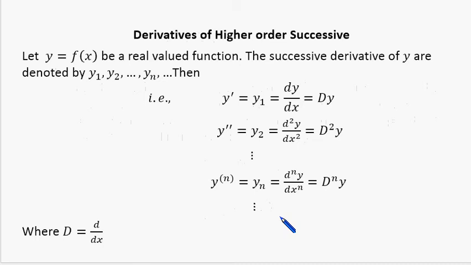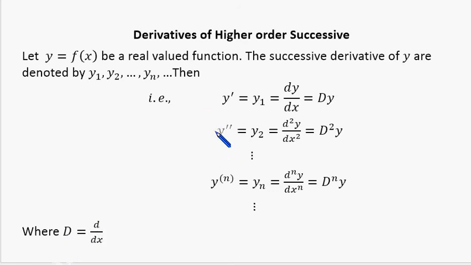The derivative of higher order, successive derivative: let y is equal to f of x be a real valued function. The successive derivatives of y are denoted by y1, the first order derivative, y2, the second order derivative, and generally yn, the nth order derivative. Then y dash, the first order derivative, is equal to y1 is equal to d by dx of y is equal to capital D into y, where capital D is equal to d by dx.